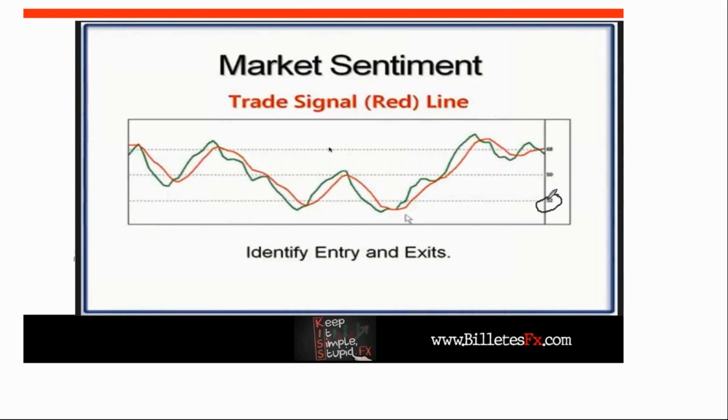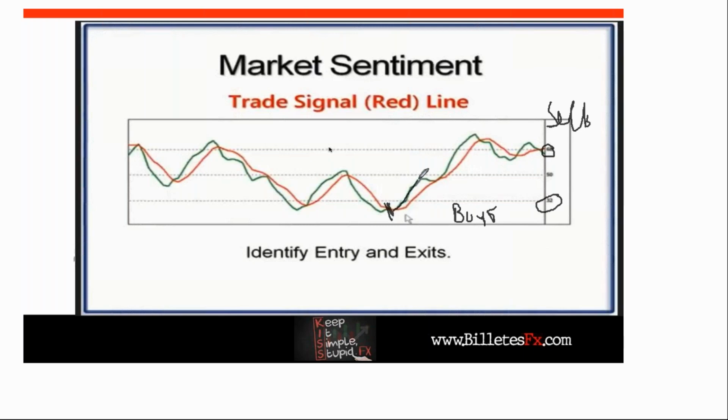We just finished saying that anything in the zone, the 32 level, we're looking for buys. At the 68 level, we're looking for sells. So look what's happened here. Look how it crosses over. When current price crosses over, that's your signal, that's your confirmation to get in.